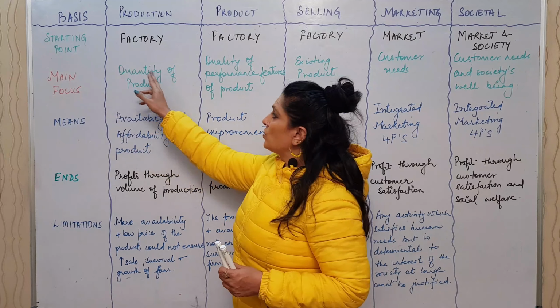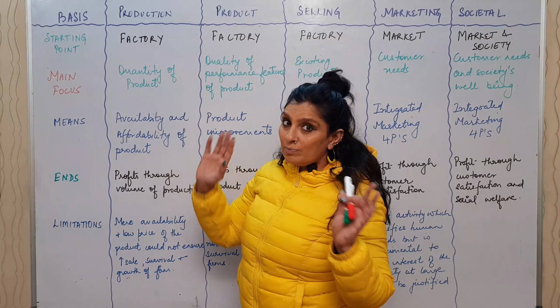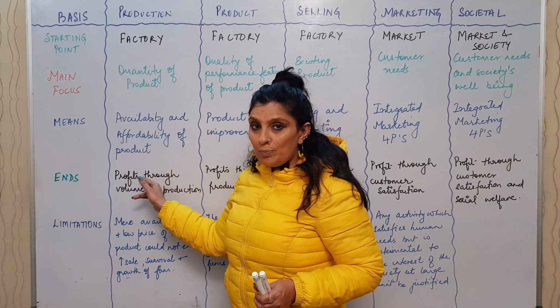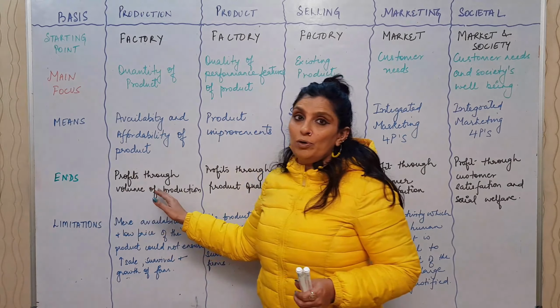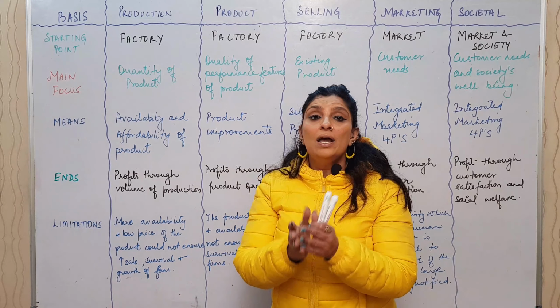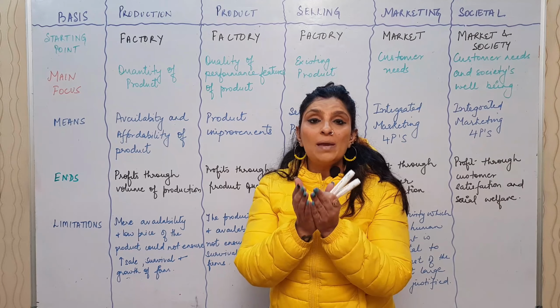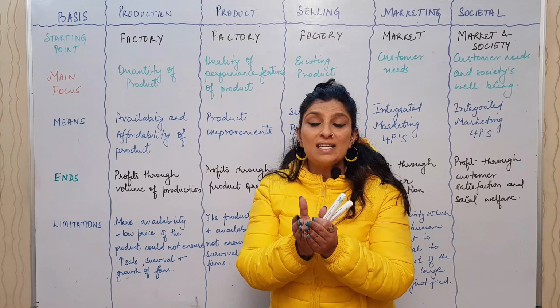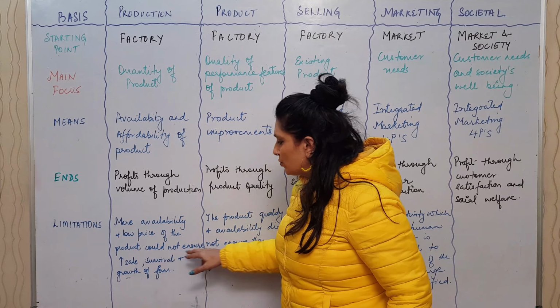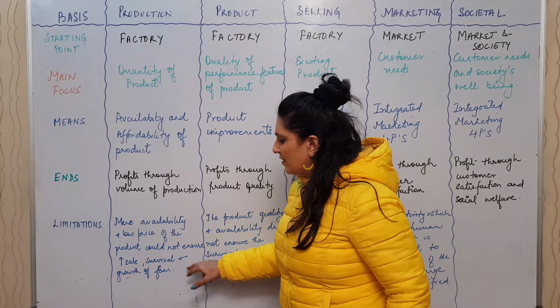So we'll just go through it. Production concept, it started in the factory. The focus was on quantity of product, mass scale production. Means was availability and affordability of the product. Ends were that we wanted to increase the profit volume through maximizing production. So profit through volume of production. And why did product concept come into existence? Because production concept had some limitation. So mere availability and low price of the product could not ensure increased sales, survival and growth of the firm.